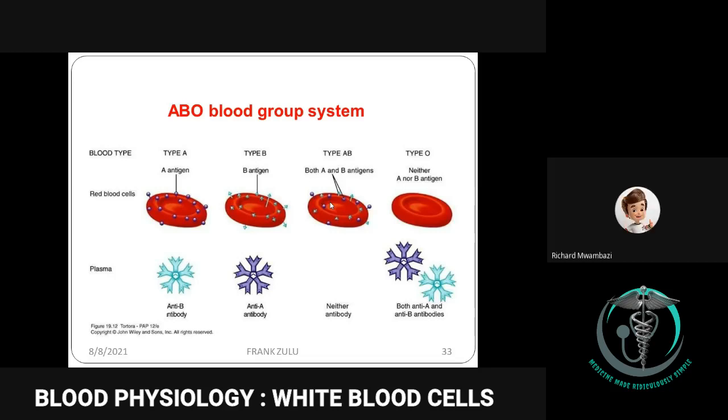I think yes. Type AB, they can receive either from A or from B or from O, because if you talk of blood group O, those ones don't have antigens. So meaning blood group O can easily be transferred to type A, B, and if you see AB, that one is simply a combination of A and B, meaning it has got antigens that are found in A and in B. So this one they can receive either from A, B, or O.